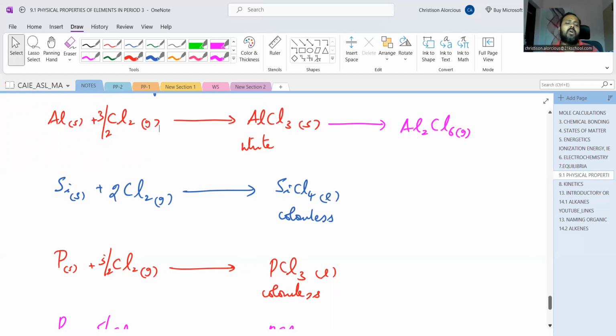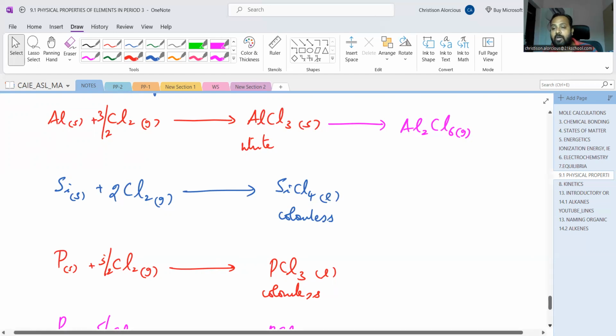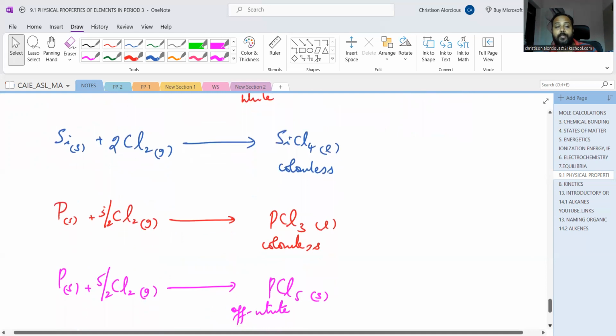Now, the silicon, when heated with chlorine in a stream of chlorine, reacts to form SiCl4, which is a colorless liquid. Phosphorus, your syllabus only talks about one chloride, but there are actually two.